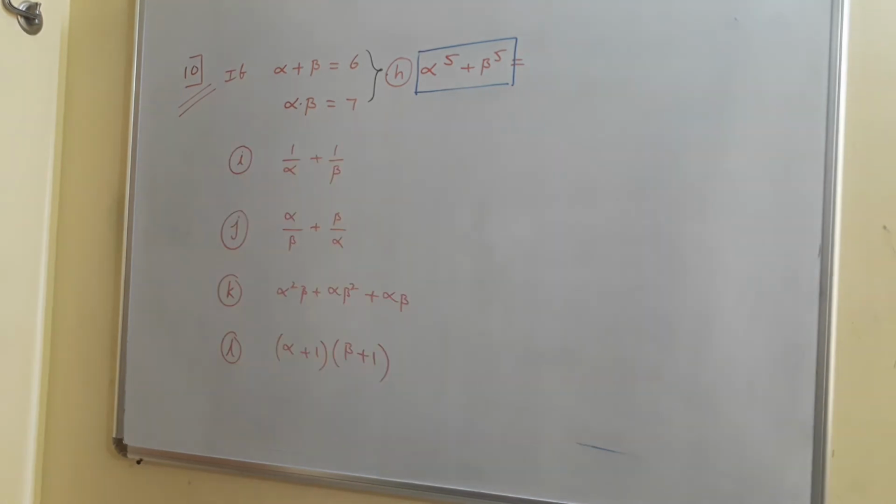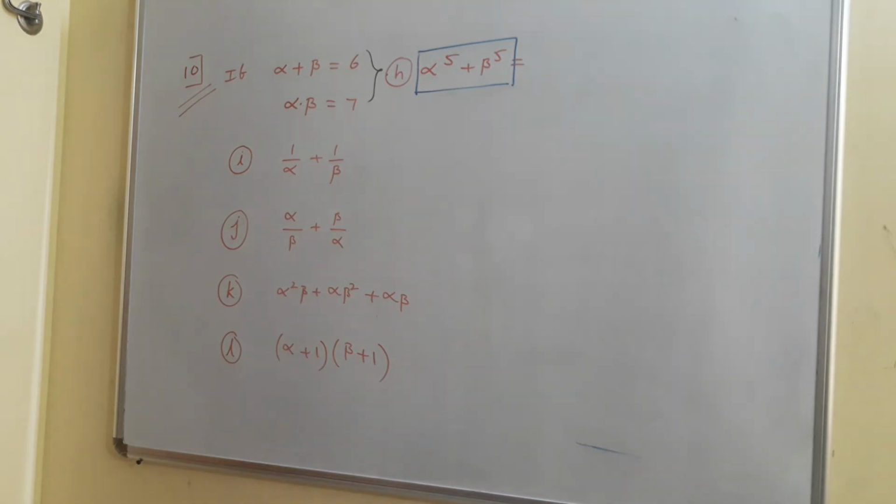Now I have 4 more problems on the board. 1 by alpha plus 1 by beta, alpha by beta plus beta by alpha, alpha square beta plus alpha beta square plus alpha beta, alpha plus 1 into beta plus 1. All these problems are very simple. No need to utilize any formula. It is enough to use the direct results. That's enough. Okay. Can I give you the solutions?